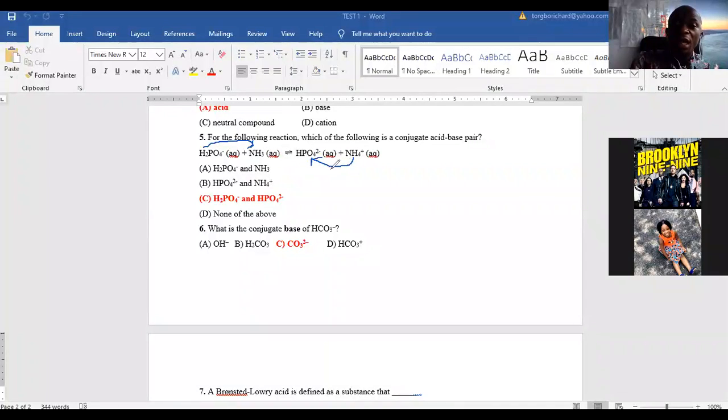Ammonium plus slash ammonia. That's another pair, but you don't have that over there. So it makes C the answer.